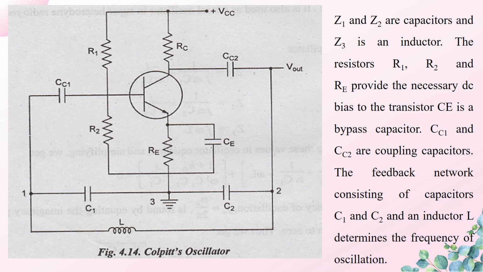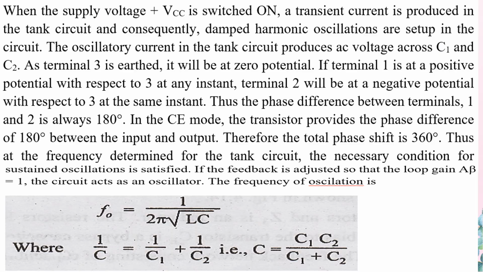The resistors R1, R2 and RE provide the necessary DC bias to the transistor. And C is the bypass capacitor. CC1 and CC2 are coupling capacitors. The feedback network consists of two capacitors C1, C2 and one inductor L. And these three components determine the frequency of oscillation of the oscillator.